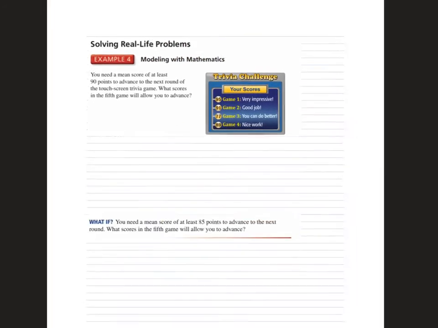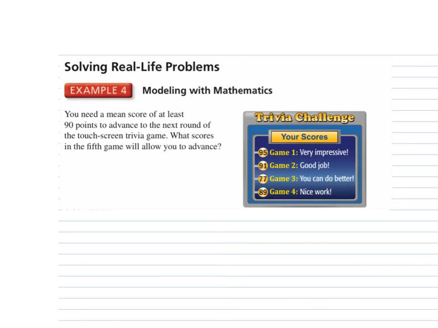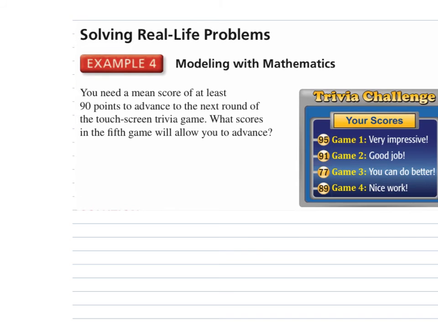Our next example tells us that we need a mean score, so an average, of at least 90 points to advance in the next round of the touchscreen trivia game. What scores in the 5th game will allow you to advance? It gives us 4 scores of 95, 91, 77, and 89. We know that the average is taking all of those scores and dividing by the number of scores. We need a mean score of at least 90. So our average of those points is going to have to be greater than or equal to 90.